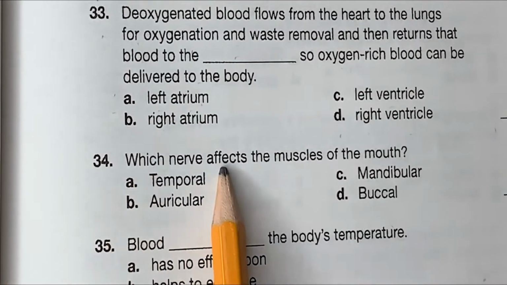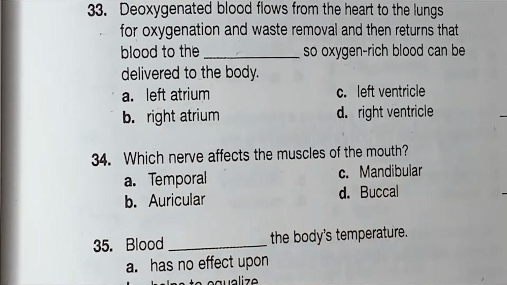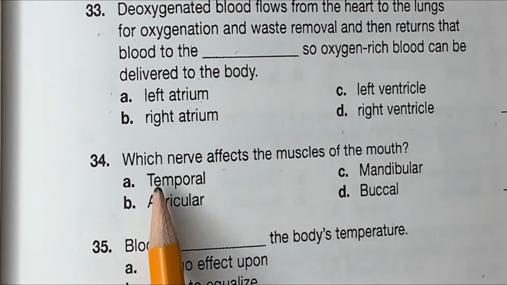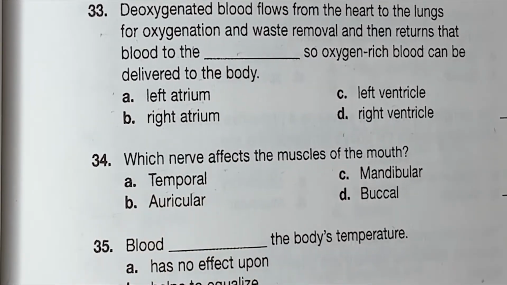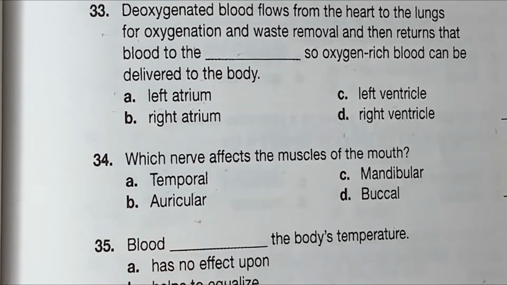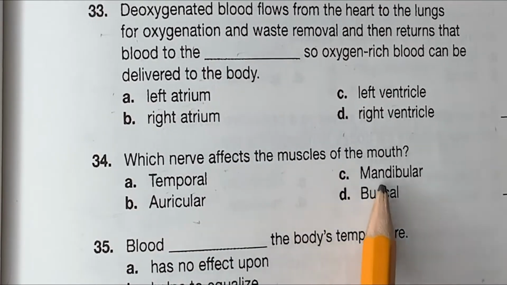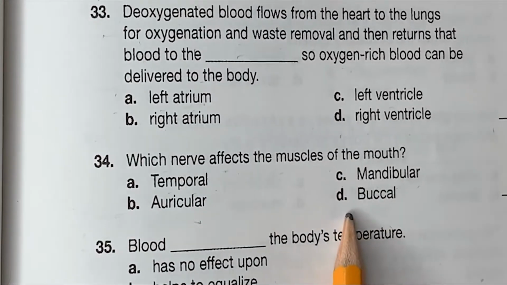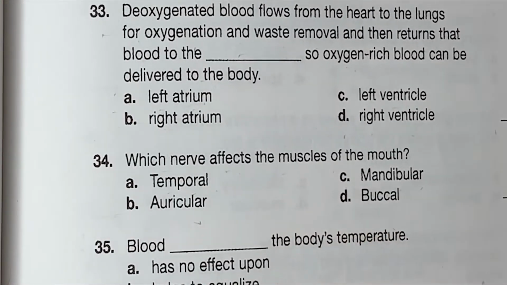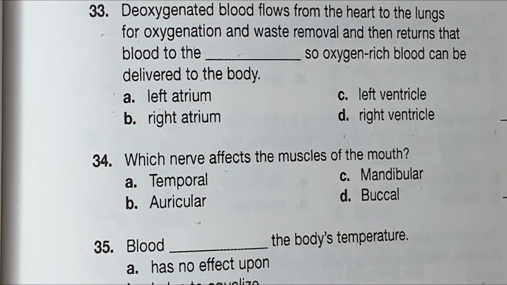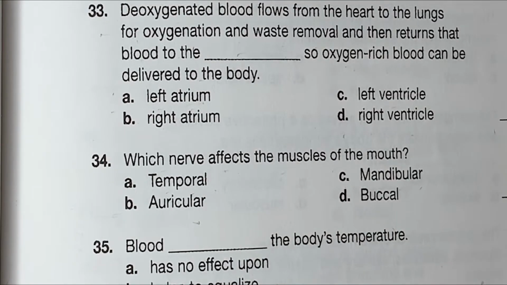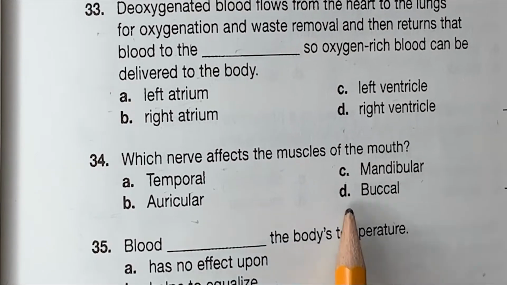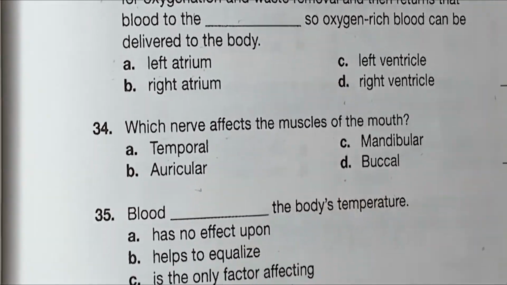34. Which nerve affects the muscles of the mouth? Is it A, the temporal, B, occipital, C, mandibular, or D, buccal? And your correct answer is D, buccal.